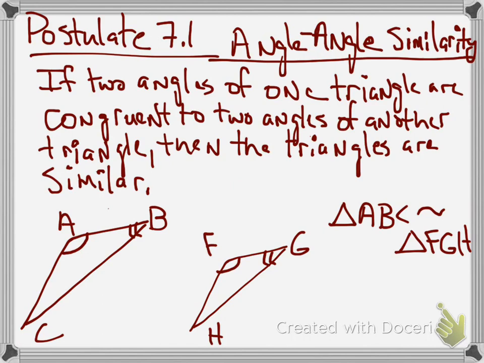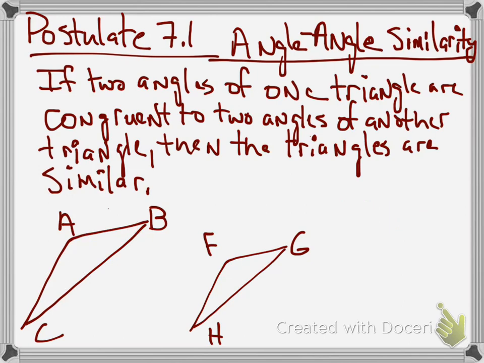Well, I'm glad you asked. There is a postulate called the angle-angle similarity. If two angles on one triangle are congruent to two angles of another triangle, then the triangles are similar. Again, all similar means is that they are proportional. That means we can usually set up some type of cross-multiplication problem to figure something out, or they are based on a scale factor, where one multiplies to get you the other.